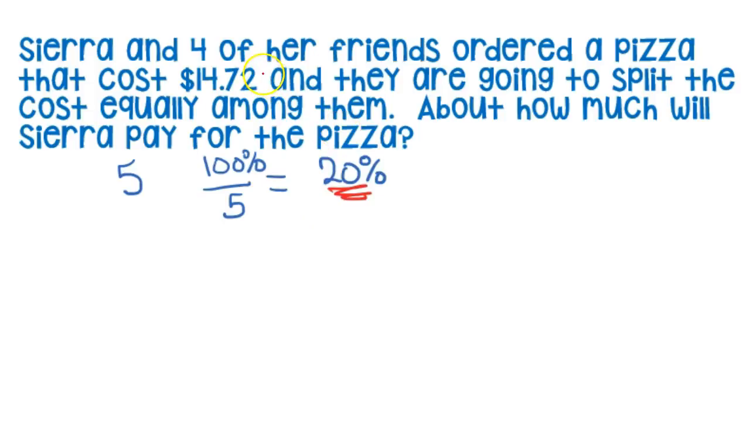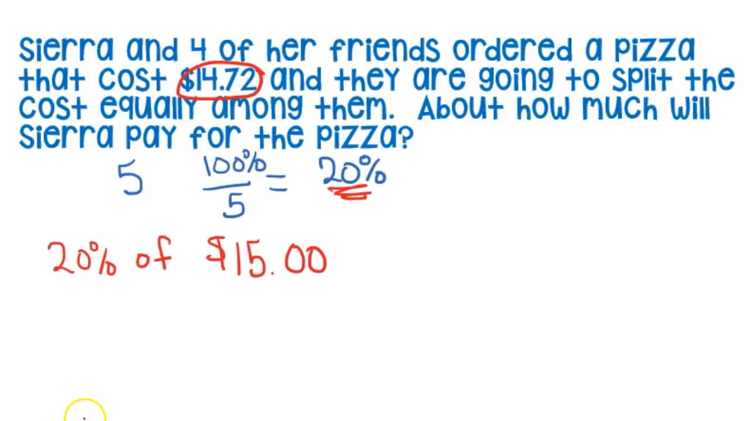The next thing that I'm going to do is I'm going to look at the cost of the pizza, $14.72. What I can do here is I'm going to estimate this to my closest dollar, which would be $15. So what I really need to figure out here is what 20% of $15 is. Now I'm going to use this. I know that 20% is 2 times 10%.